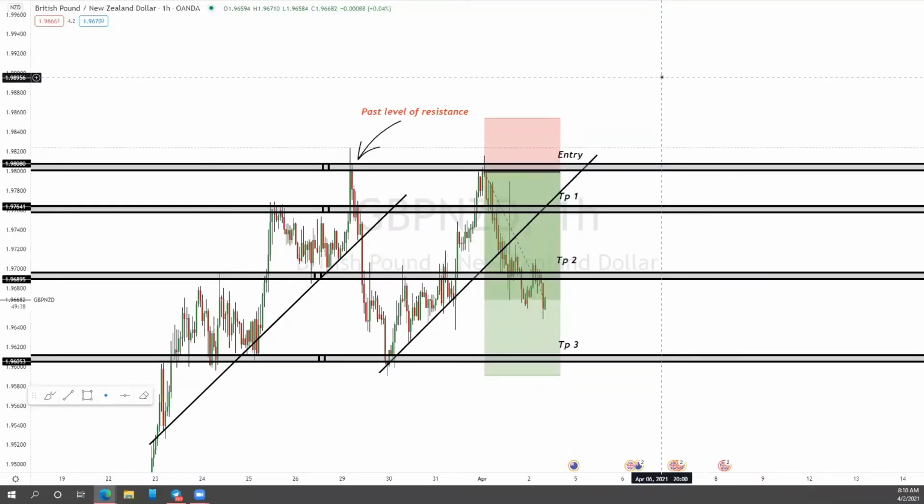All right, welcome to the end of the week review. This right here is my trade on British Pound NZD. Let's break it down exactly how we trade using price action, and explain why we got in for this sell.